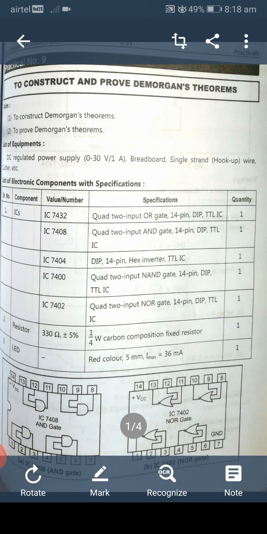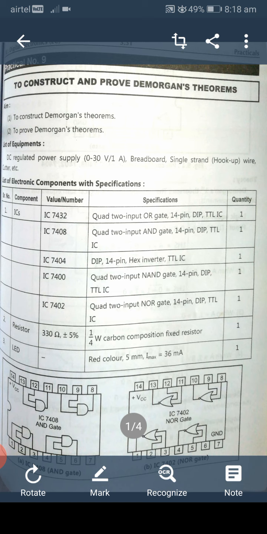Today we are going to discuss how to construct and prove De Morgan's theorem. The aim of this experiment is to construct and prove De Morgan's theorem.